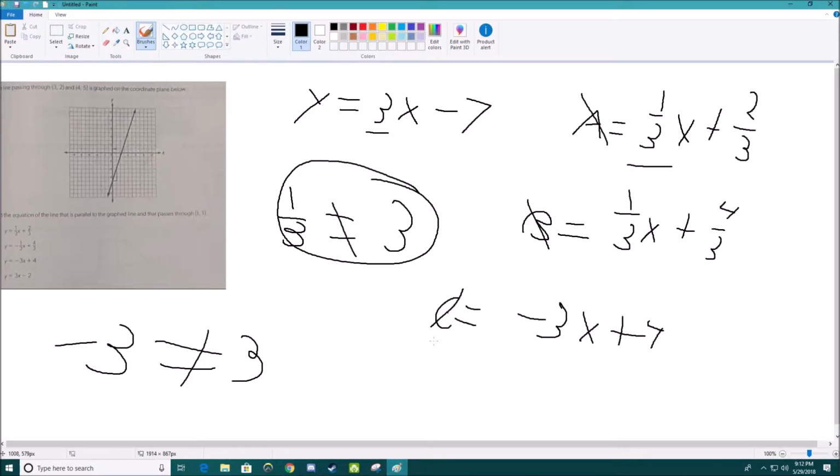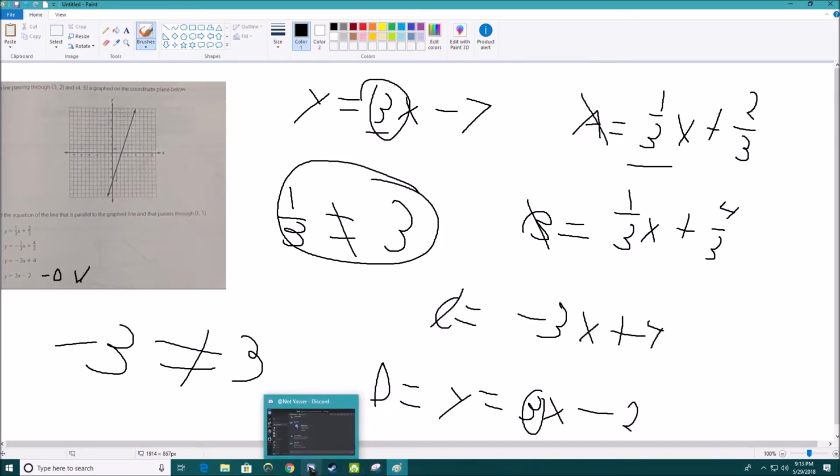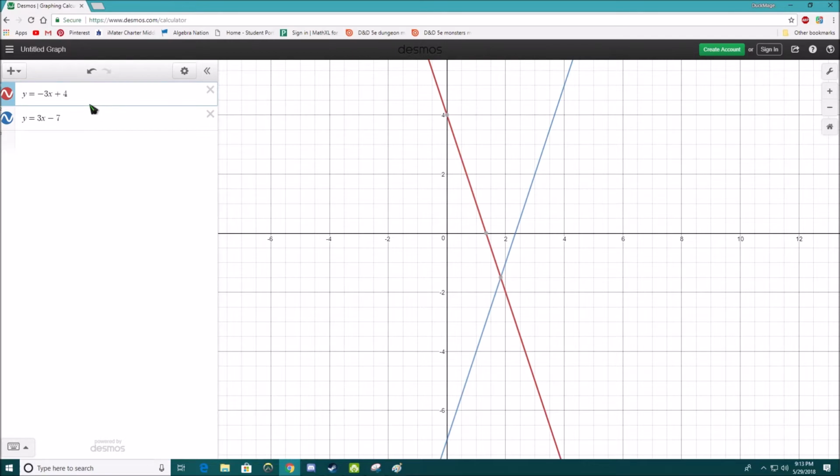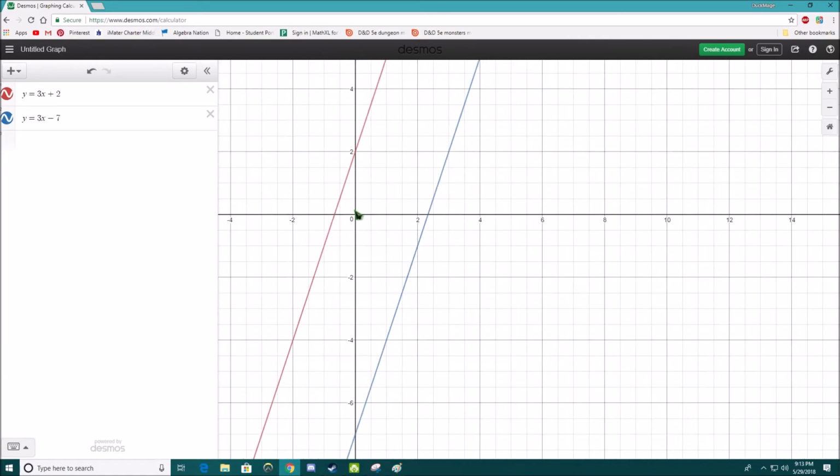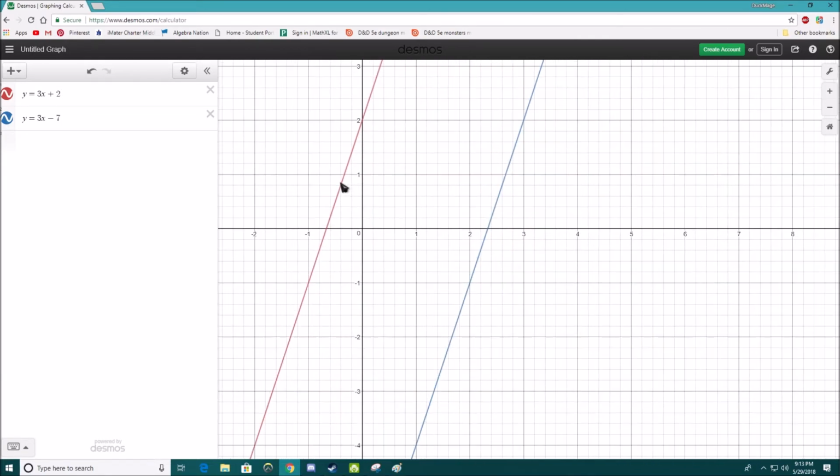The last answer choice would be D, which states y = 3x - 2. Oh, what's this? The slopes line up. Would you look at that? And it's the last answer choice, so we know that D is correct. However, let's still graph it. They're parallel. However, do they intersect at (1, 1)? Yes, they do.